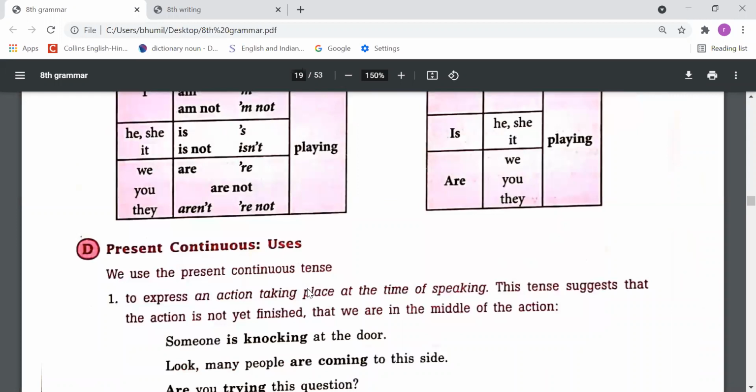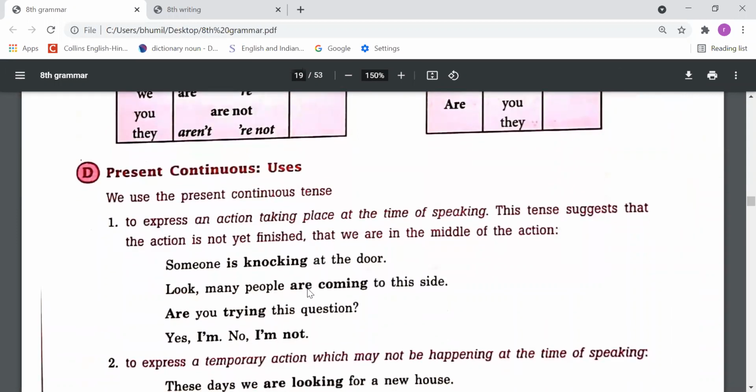Let's do some exercise and understand the uses of present continuous tense. We use present continuous tense to express an action taking place at the time of speaking. This tense suggests that the action is not yet finished, that we are in the middle of the action. Some examples are written here. Someone is knocking at the door. Look, many people are coming to this side. Are you trying this question? Yes, I am. No, I am not.